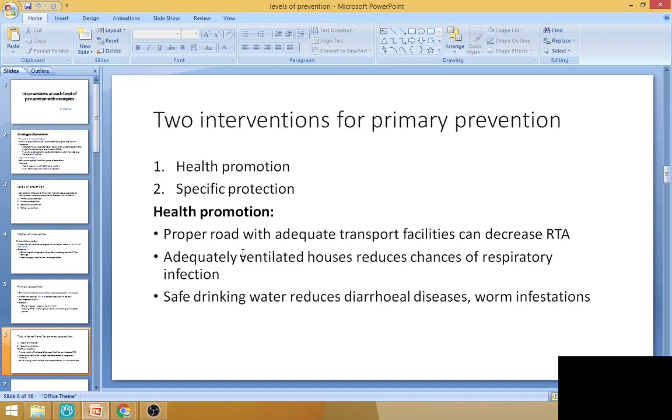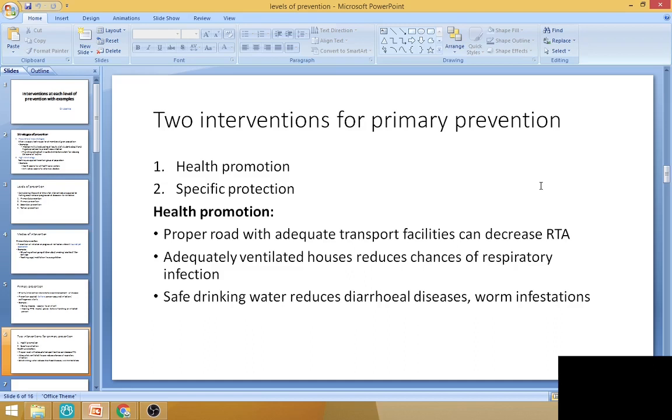Now, when we are asked what is health promotion, these are the examples of health promotion which I have given here. Like, if we have proper roads with adequate public transport facilities available, then the chances of getting a road traffic accident are reduced, right? This is an example of health promotion.